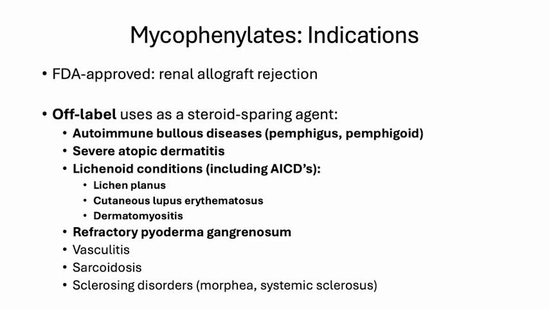Although mycophenolate is currently FDA approved only for preventing renal allograft rejection, it's found wide use in dermatology for various off-label indications. These include autoimmune bullous disease, severe forms of atopic dermatitis, lichenoid conditions such as cutaneous lupus erythematosus, dermatomyositis, and lichen planus, as well as refractory pyoderma gangrenosum. It's worth noting that mycophenolate is generally used in conjunction with other immunosuppressive drugs, most commonly as a steroid-sparing agent, allowing for reduction in corticosteroid doses.